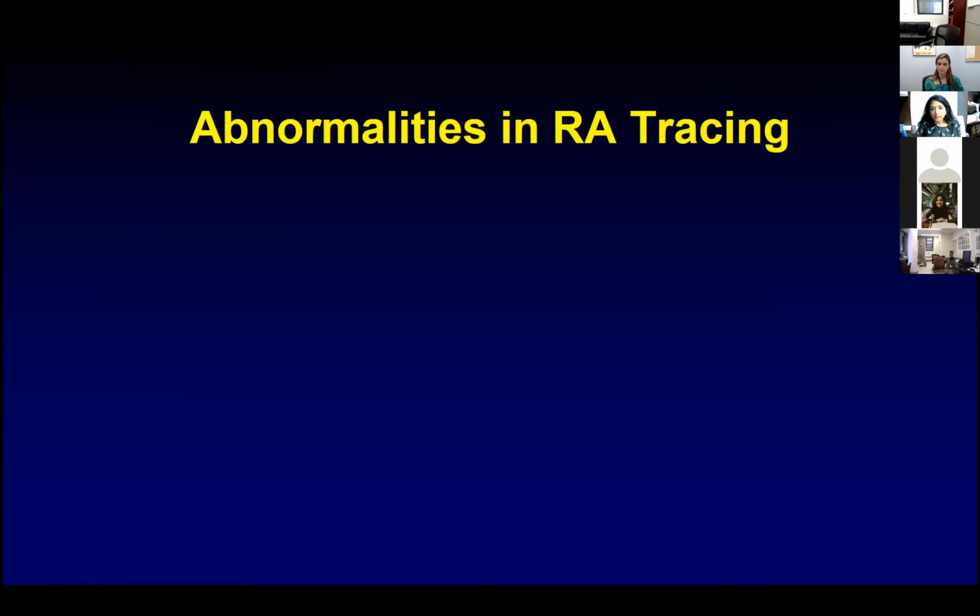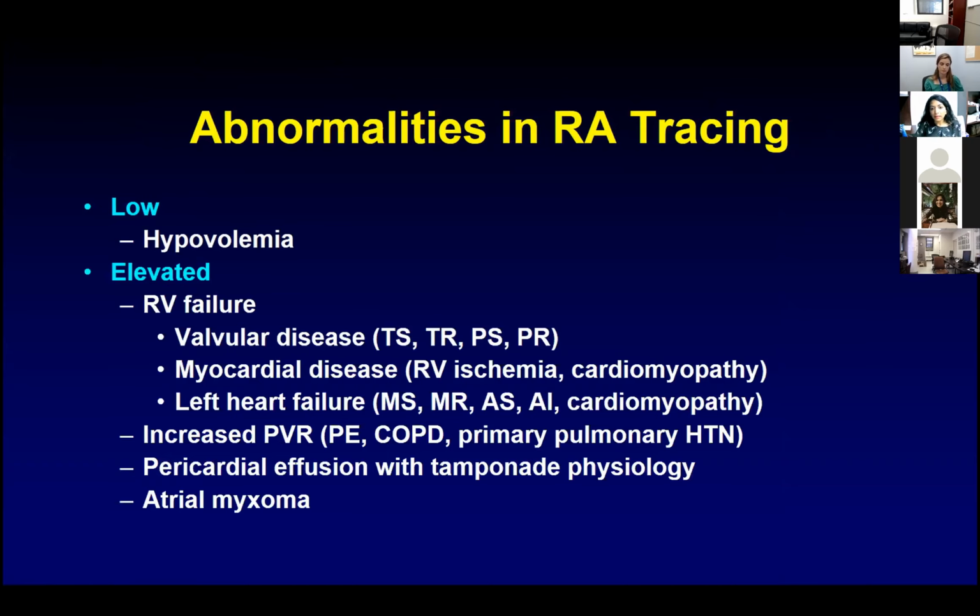Coming to abnormalities in RA tracing, the RA pressure can be low in cases of hypovolemia and elevated in several disease states, particularly RV failure, which can again be due to valvular diseases of the right-sided valves or myocardial disease from either non-ischemic myopathy or ischemic cardiomyopathy, or just left-sided heart disease as well due to left-sided valvular heart disease or left ventricular failure. RA pressure can be elevated when you have increased pulmonary vascular resistance, either from PAH or PE, COPD, sleep apnea, elevated as well as in tamponade and atrial myxomas.